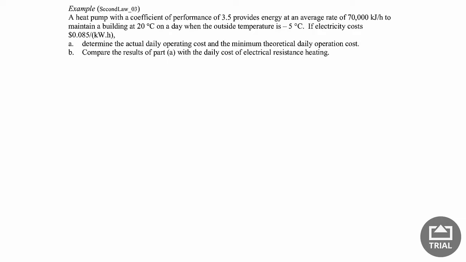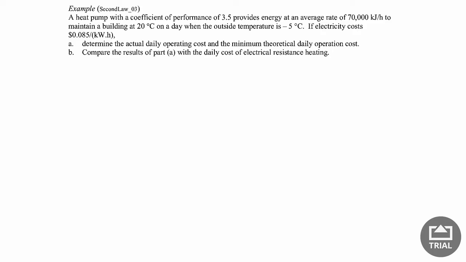In this example, we have a heat pump with a given coefficient of performance, and we're told how much energy is going into maintaining a building at a certain temperature. This will be the hot reservoir for our heat pump cycle, and we're getting that energy from the outside, which is our cold reservoir, and that's given to be minus 5 degrees Celsius.